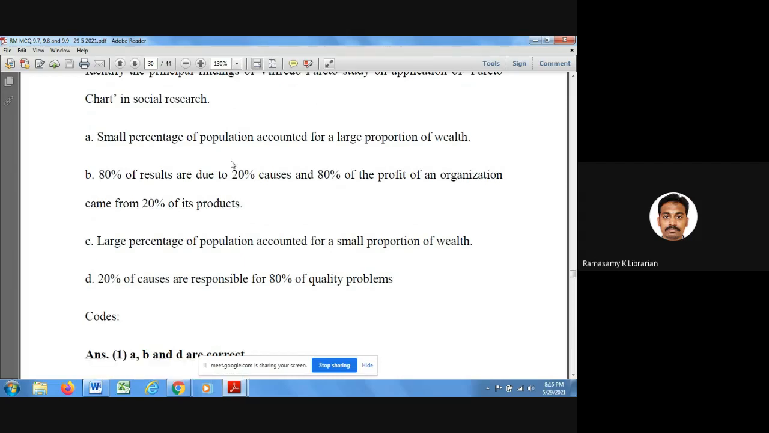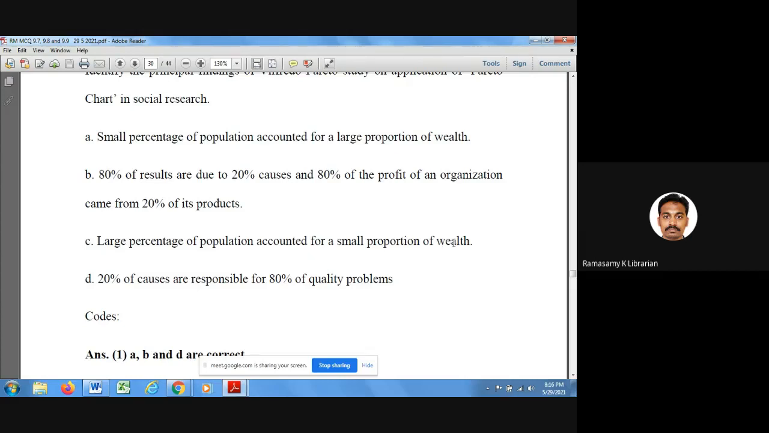They found that a small percentage of the population accounted for a large proportion of wealth. 20% of the people are having 80% of the wealth of the country. A is a finding. B, 80% of results are due to 20% of causes. So 80% of corona problems are because of 20% of the people. 80% of the problems in a school are because of 20% of the people. Fine. The next, a large percentage of the population accounted for a small portion of wealth.